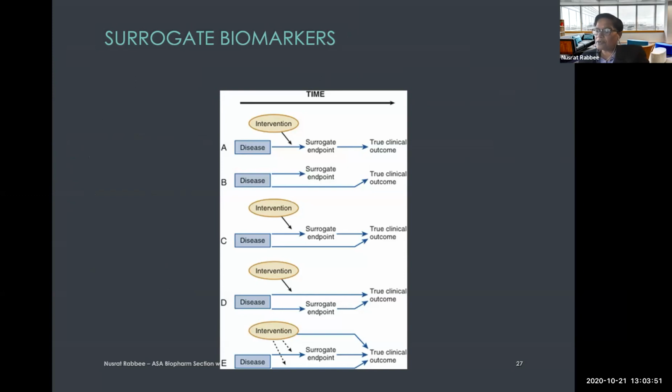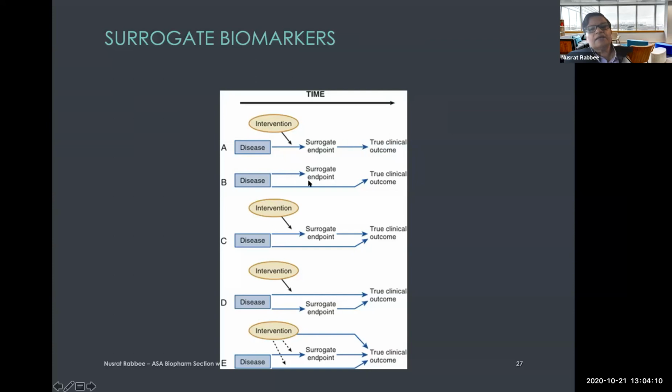So you can see here that there are many situations. Scenario 1 is the ideal scenario. You have a disease, you've got the treatment coming in. The surrogate endpoint is in the pathway towards the clinical endpoint, so it modulates it and you capture it.